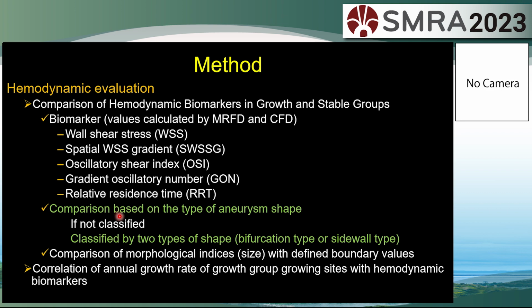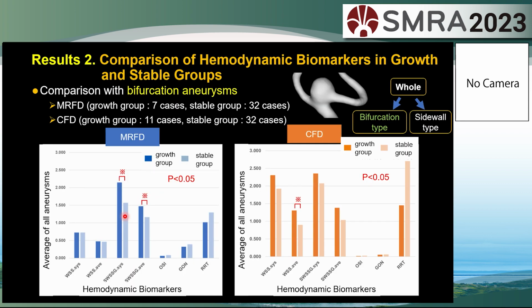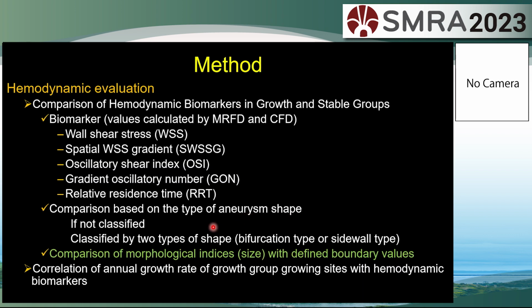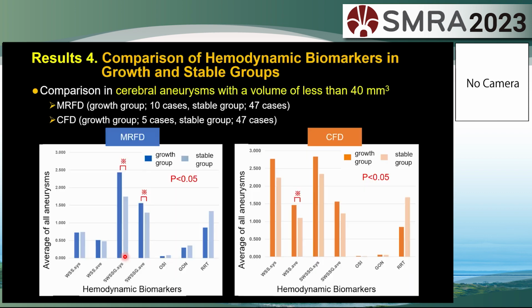Next, we will show you the results reclassified by bifurcation or sidewall aneurysm. This slide shows the result of bifurcation IAs, and SWG by MRFD and WSS by CFD show statistically significant differences. This slide shows the result of sidewall IAs, and there are no statistically significant differences in any of the biomarkers.